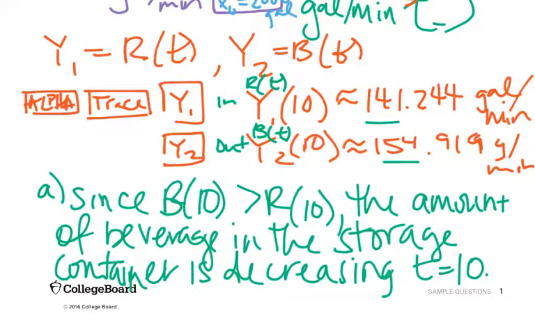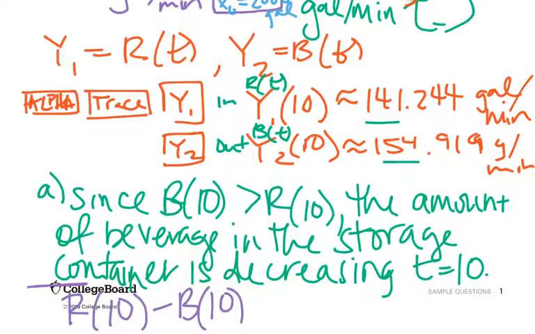So that's one way to explain your answer. We could have also, there's not a whole lot of room here, but we could have said that R of 10 minus B of 10, so the rate in minus the rate out, equals approximately negative 13.675. So if you had subtracted those, you get negative 13.675, and that's less than 0.